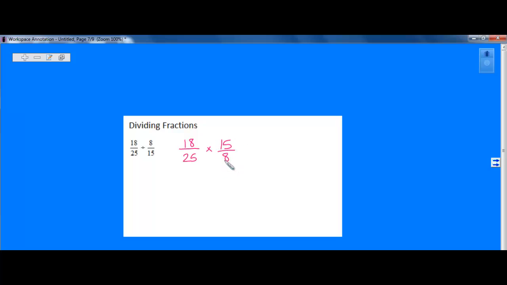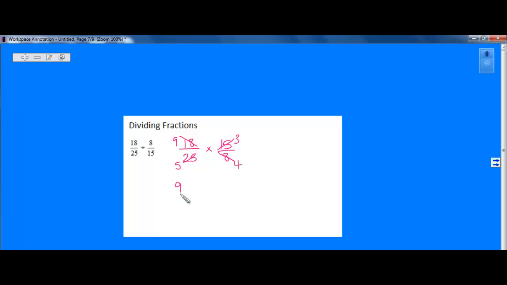I'm going to do the same thing I did when I was multiplying. Look at the diagonals to see if I can simplify. I have 18 and 8. I know those are both even numbers, so I'm going to simplify those because I know 2 goes into each of them. 2 goes into 18 9 times, sorry, and 2 goes into 8 4 times. I'll do the same thing with 15 and 25. I know that 5 goes into both of them. 5 goes into 15 3 times, and into 25 5 times.